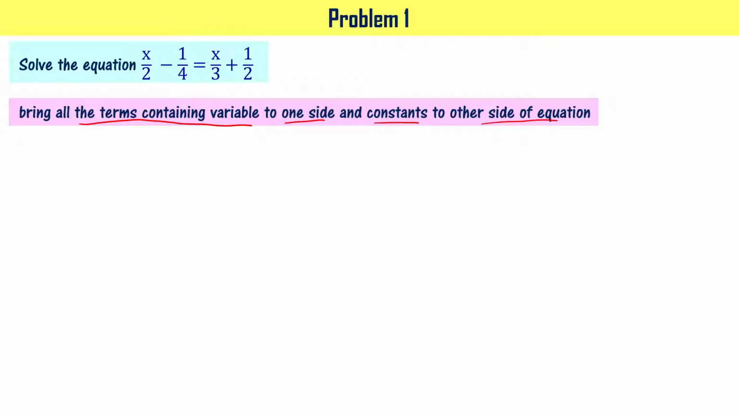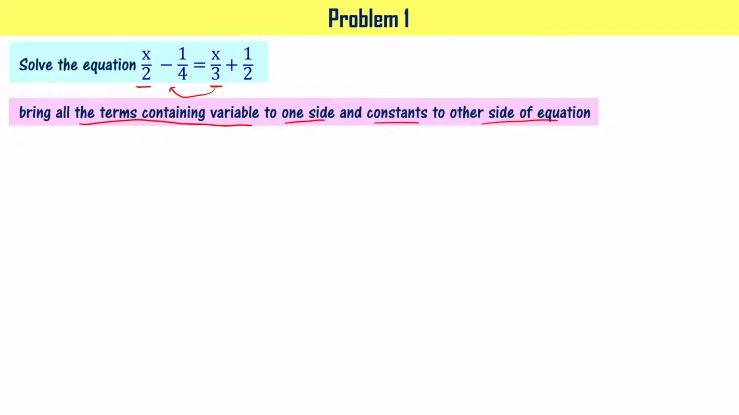In this case also, if you look at this, x by 2 is the term containing variable x and x by 3 is the term containing variable x, right? We want to bring these two onto one side. It means I can move x by 3 onto this side, right? This is what is called transposing x by 3 onto LHS, right? Then x by 3 becomes minus x by 3.